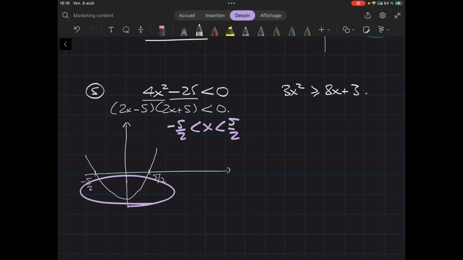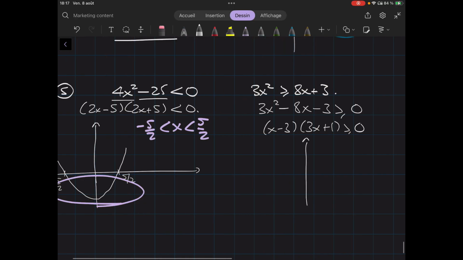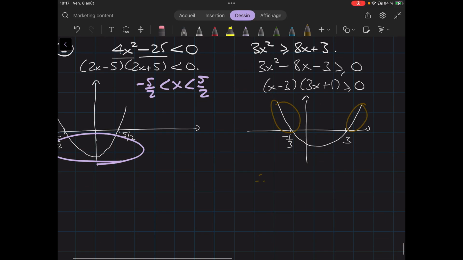For the second inequality, we will first move all the terms to one side. Factorize this guy. Follow the same method once again. The two roots are negative 1/3 and 3. The coefficient of x squared is positive, so it is opening up. So it is greater or equal to 0 if it is on either side. So x is greater or equal to 3, or x is less than or equal to negative a third.